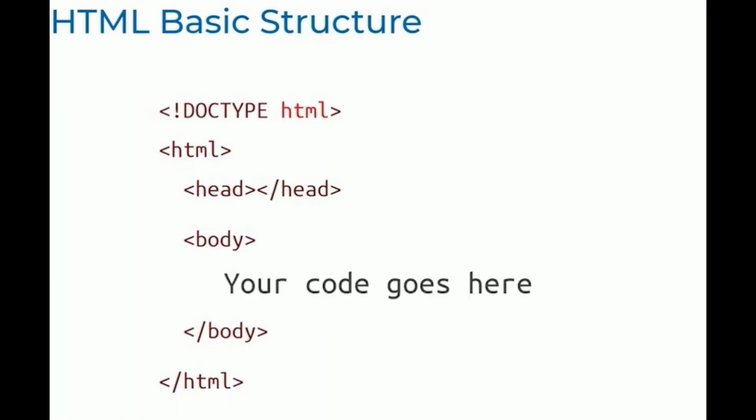Every HTML web page follows the same basic structure. The first line, doctype HTML, tells the browser that this document is written in HTML. And the second line shows the HTML tag. It will contain the opening tag and closing tag. This is the root element of an HTML document.